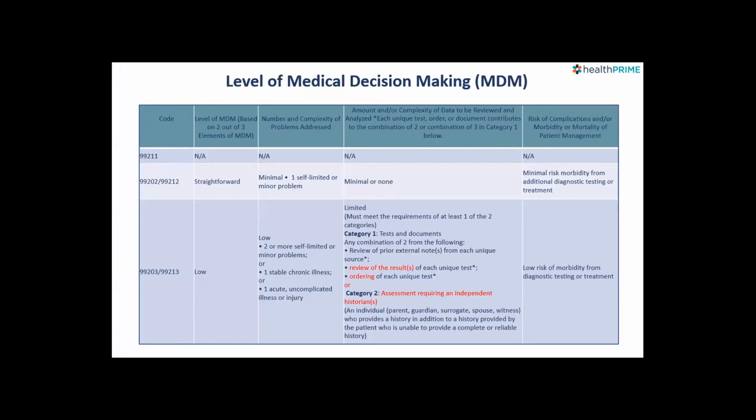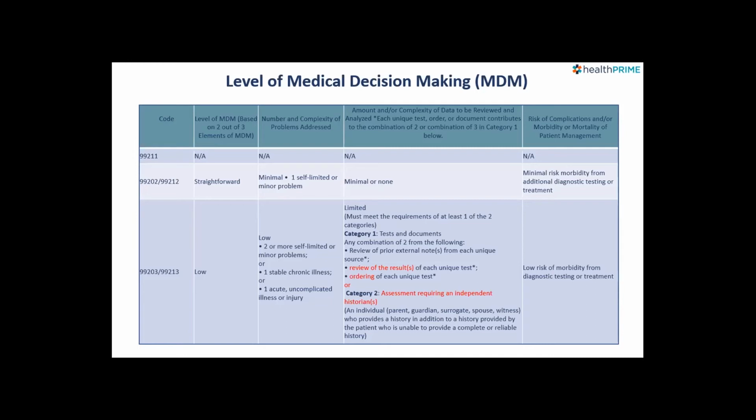So let's look into the level of medical decision making table so that we understand what exactly is changing for year 2021. For code 99211 and 99202, that is straightforward medical decision making, there is no change. And for data, we require either minimal data or none of the data to be documented to code a straightforward medical decision making, to code a level 2 visit.